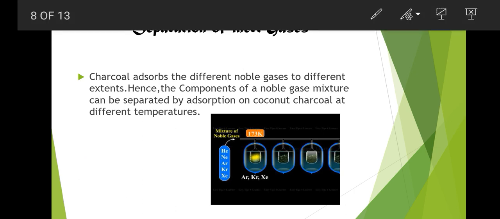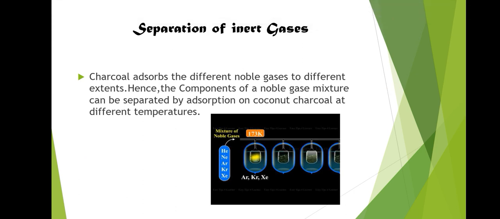In separation of inert gases. In separation of inert gases, charcoal adsorbs the different noble gases to different extents. Hence, the components of a noble gas mixture can be separated by adsorption on coconut charcoal at different temperatures. Due to difference in degree of adsorption of gases by charcoal, a mixture of noble gases can be separated by adsorption.